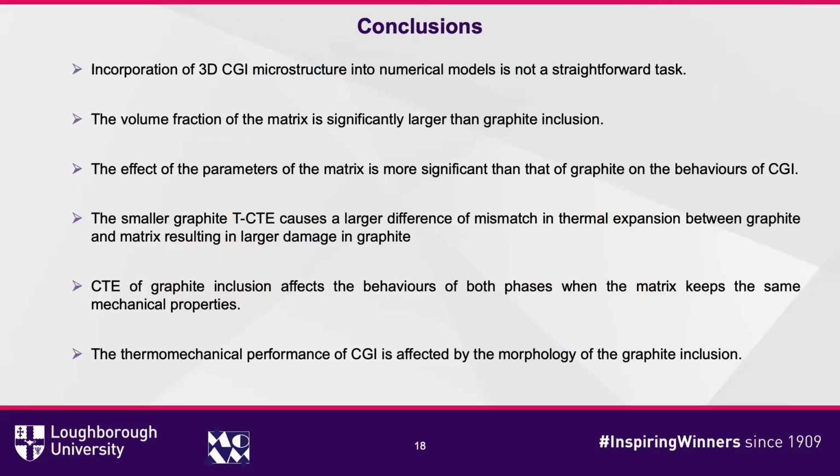And then finally, my conclusions. The volume fraction of the matrix is significantly larger than that of the graphite inclusions, and its larger coefficient of thermal expansion will have a more significant effect on the behavior of the constituents. Although the graphite inclusions have a smaller volume, they can still affect the behavior of the entire material. So we can't simply regard the graphite inclusions as voids.